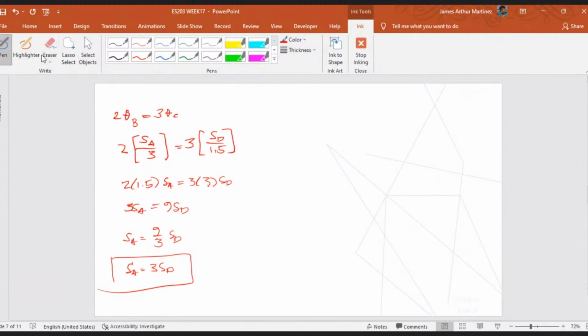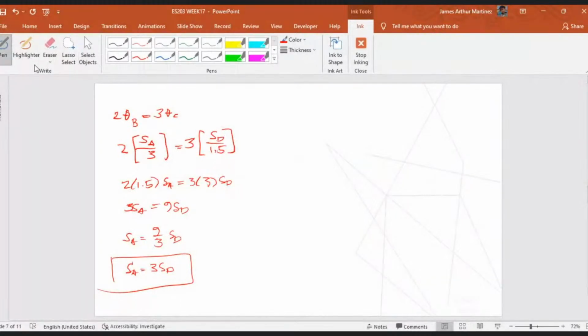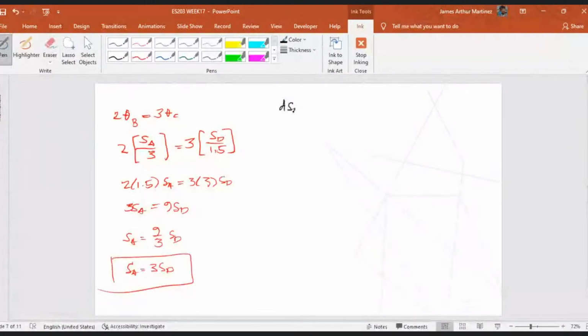But take note that the given data for weight D is its deceleration. So how do we relate it? To relate it to deceleration or acceleration, we differentiate, since acceleration is the second derivative of displacement. So dSA over dt, with respect to time, in the data of the problem.